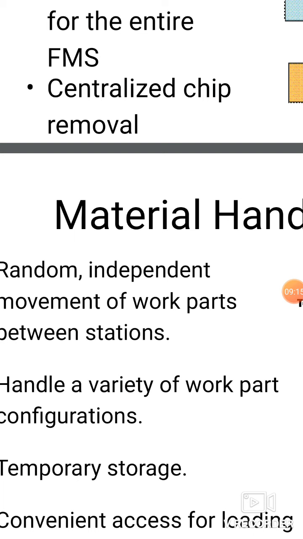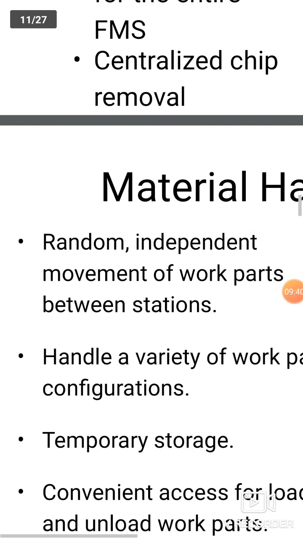This is called an automated guided vehicle. Next, conveyors, robots, etc. All of these work as material handling systems. Automated guided vehicles carry the material and keep it wherever the machine needs it. Conveyors and robots are also material handling systems.